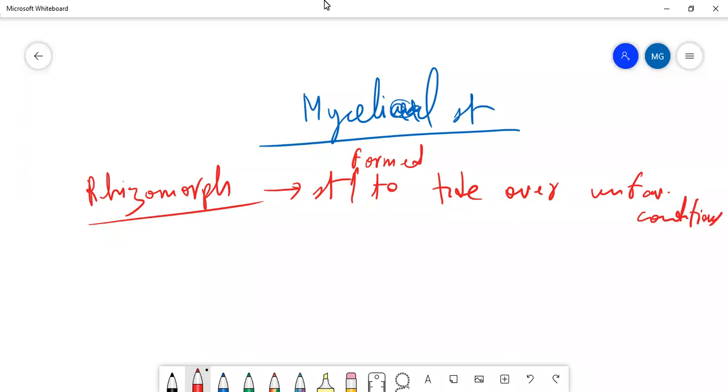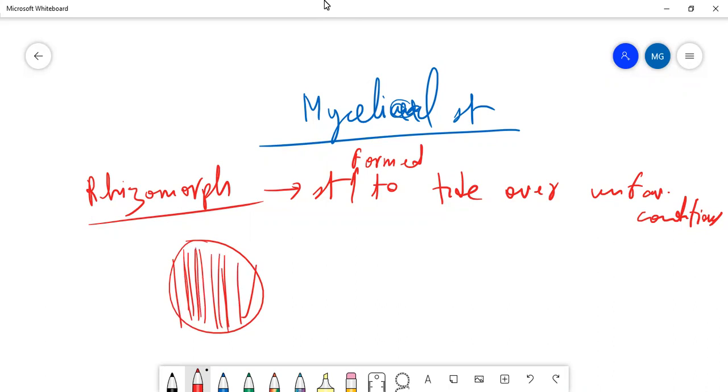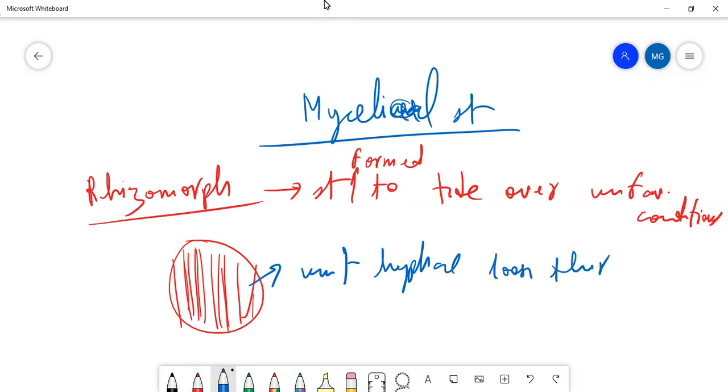Now in the rhizomorph, the mycelium basically forms thick strand-like structures. The individual hyphae lose their individuality. The unit hyphae lose their individuality.